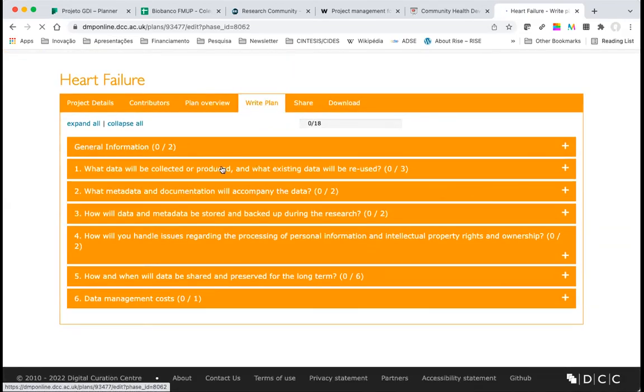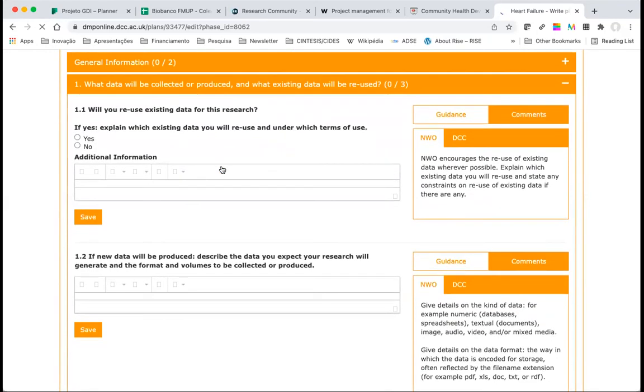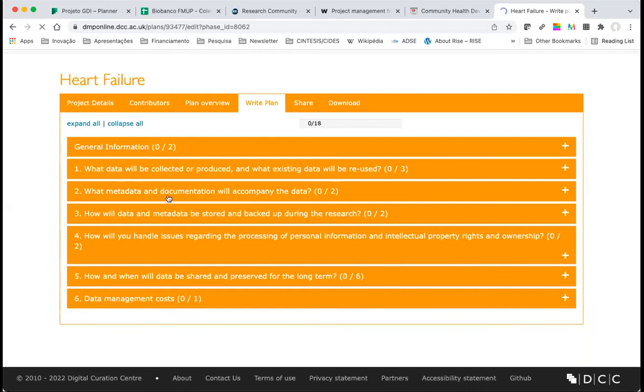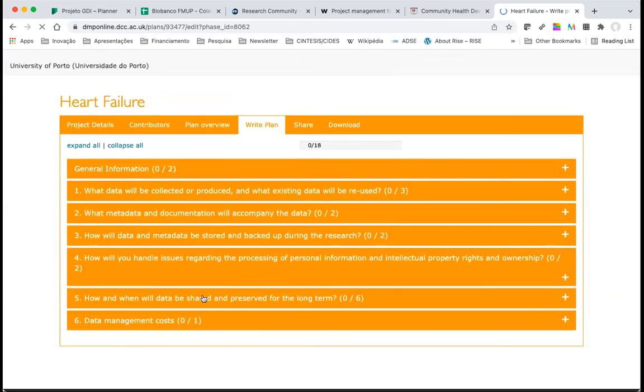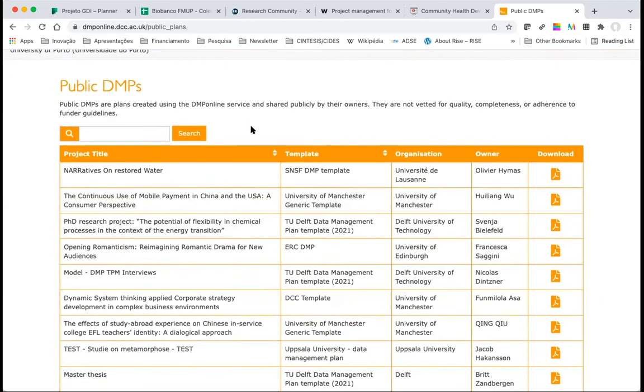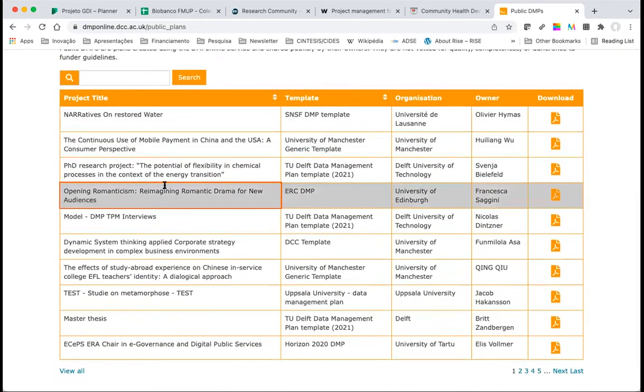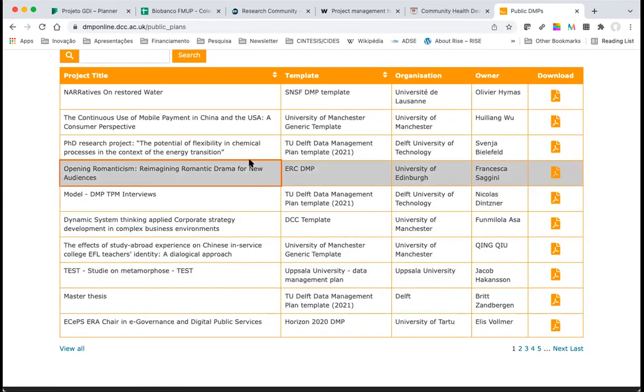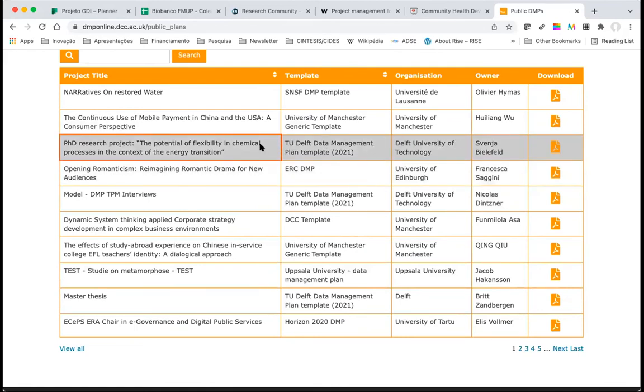And afterwards, we have a relatively simple template that helps us through the whole process of producing the DMP. Also, we can look at some references of some public DMPs. For instance, over here we have a person from the Delft University, doing a PhD. He presented the DMP for his PhD project, and the DMP that this person provides.